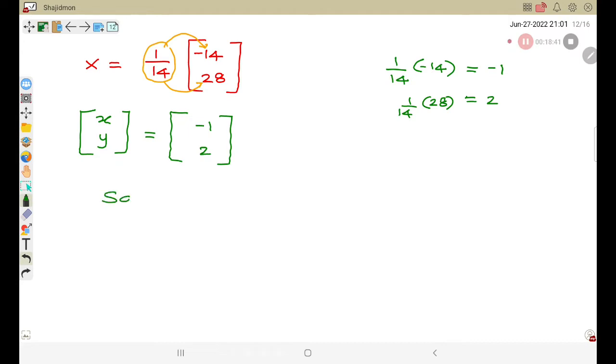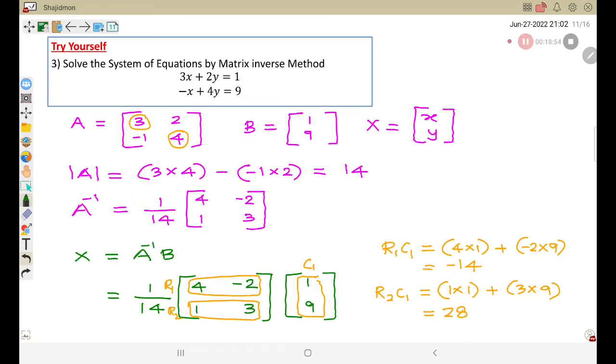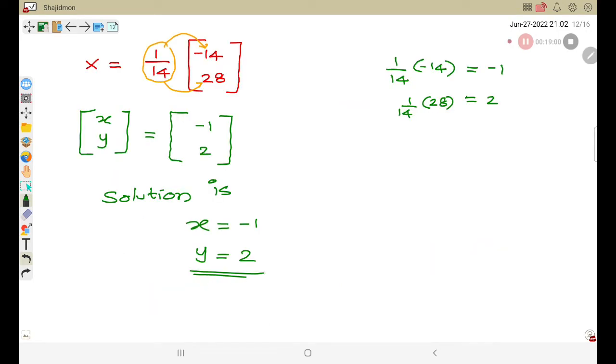So we can write the solution. Solution is X equal to -1, Y equal to 2, the first number and second number. So this is the solution of this system: X is -1, Y is 2. Hope you understood the steps for a 2 by 2 system. As of now we did these 3 questions in 2 by 2 system.